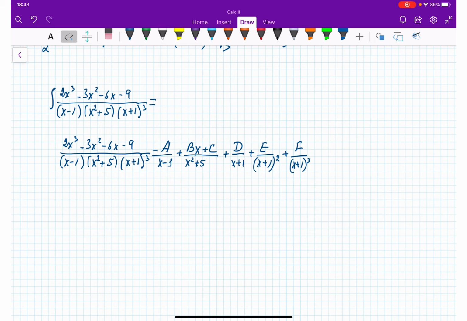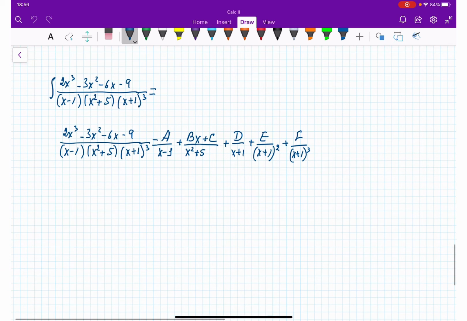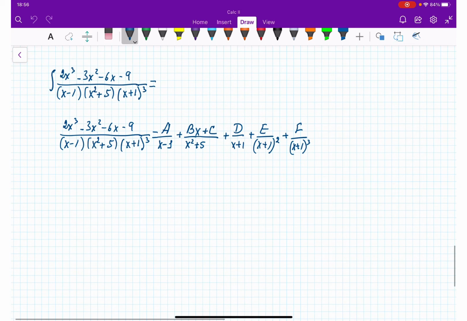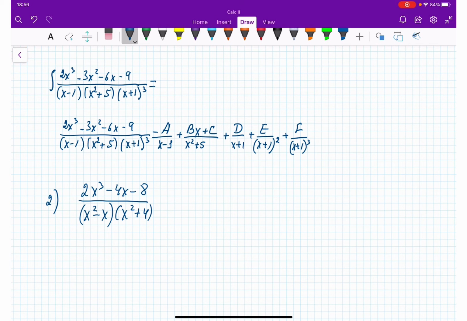Okay, having said that, I am going to solve the next problem. Solving the next integral. We have the integral of 2x cubed minus 4x minus 8 over x squared minus x squared plus 4, dx.